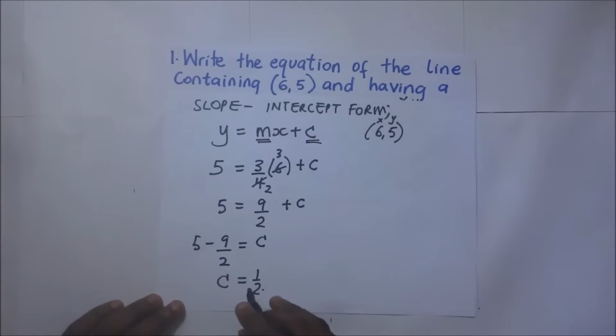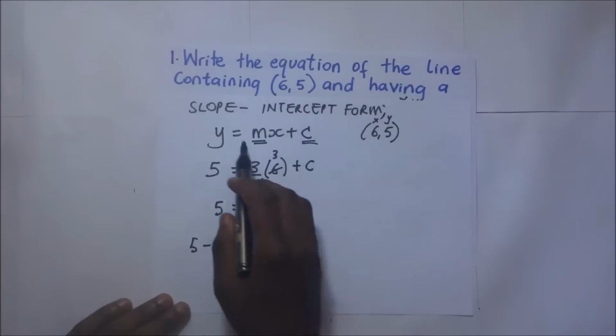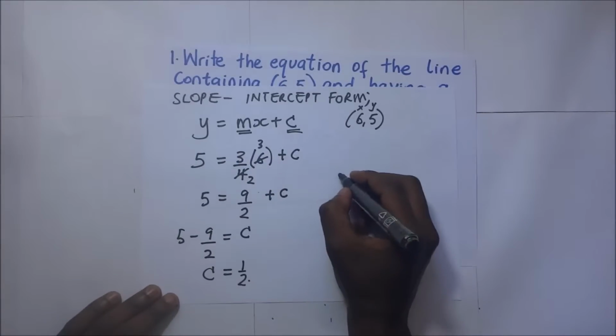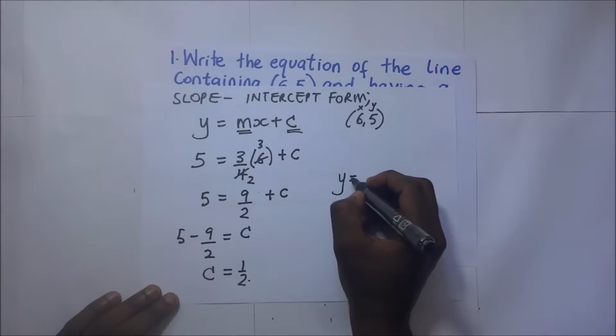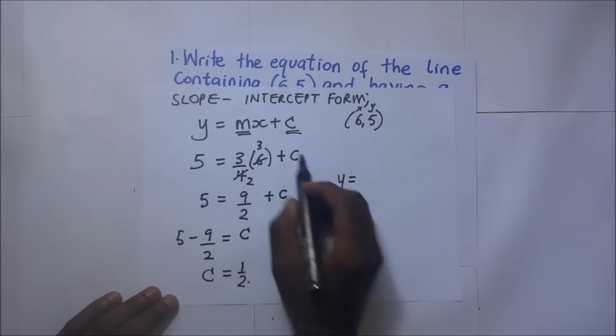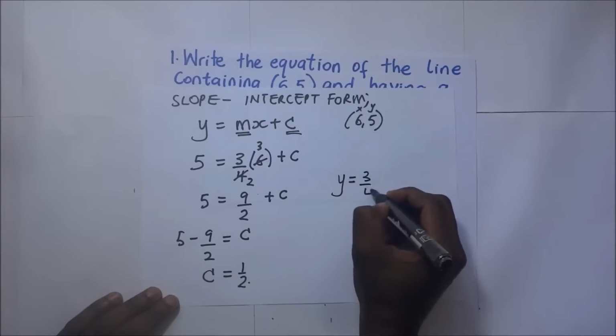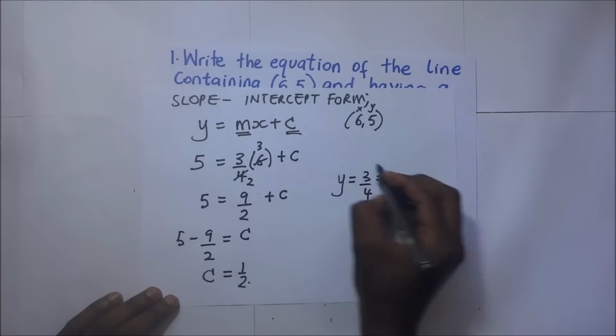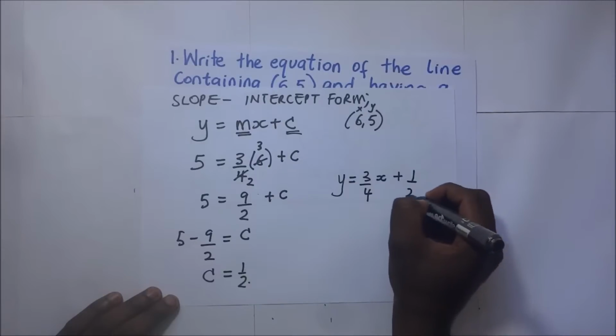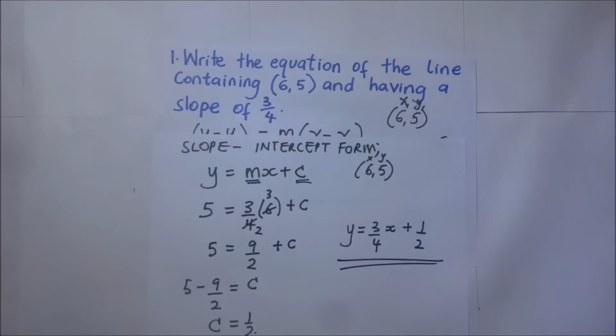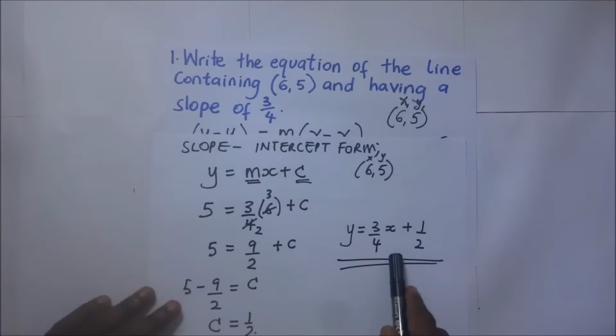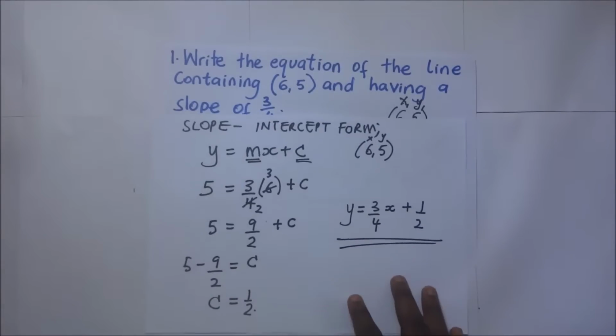So after getting our value of c as a half, we bring back this equation and say, therefore our value of y is going to be: our value of m is 3/4 of x, and the value of c is plus a half. So that is the equation of that line, and this is the equation in the slope-intercept form.